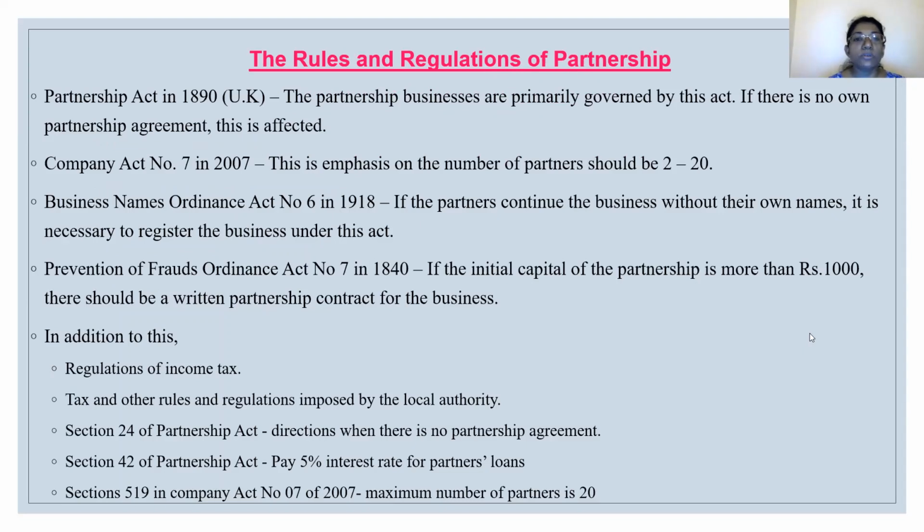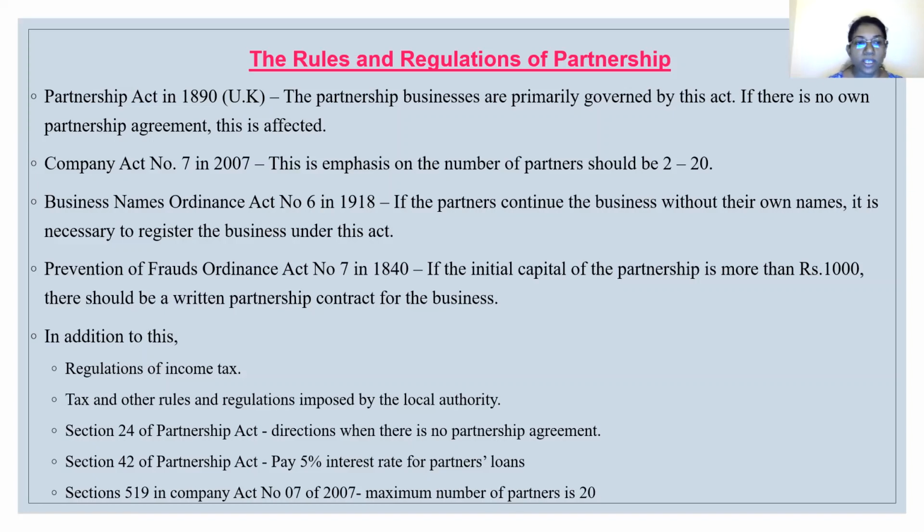So let's look at the rules and regulations that govern the partnership. You all know that in A-levels you have learned this partnership. This Partnership Act, or the Partnership Ordinance in the UK, governs the partnership in Sri Lanka as well. So the Partnership Act 1890 is the main act governing the partnership, and it states that partnership businesses are primarily governed by this act, and if there is no own partnership agreement, then this act is applied to the partnership.